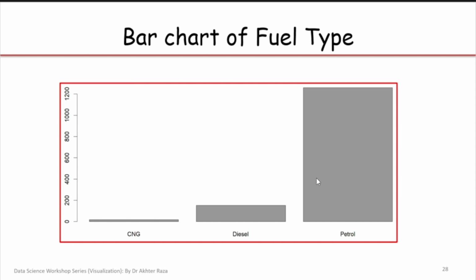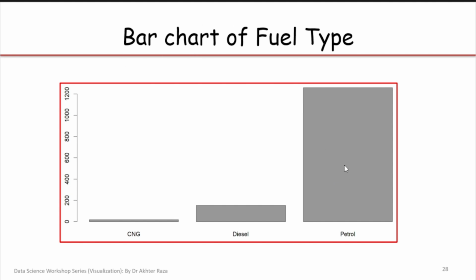If we want to include a title over this graph, we can use the argument main. Petrol cars, around 1200 cars are on petrol, around 200 cars in my data frame are on diesel, and very few cars are on CNG. So this is a bar chart; the data of the fuel types can be represented. This is a frequency table represented by the bar chart.